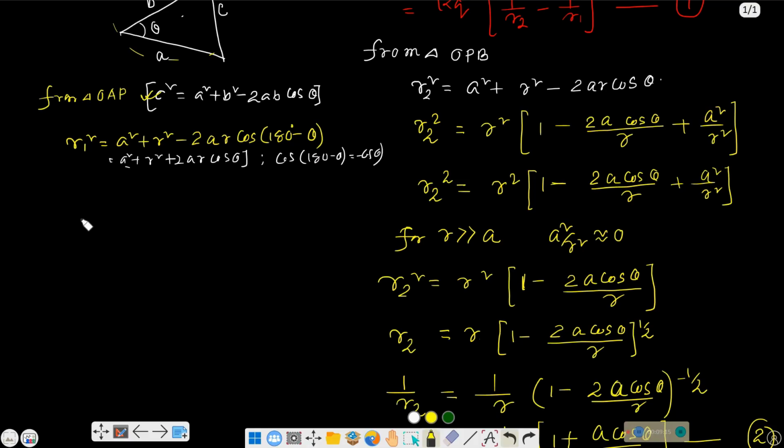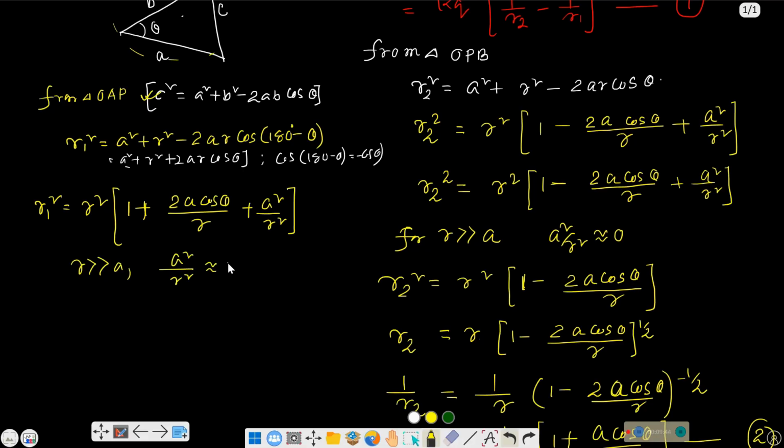Okay, so here r1 square is equal to, if you take r square common, 1 plus twice a cos theta by r plus a square by r square. Similarly, for r very much greater than a, this a square by r square term is negligible and it will turn out to be 0. So r1 square is equal to r square into 1 plus twice a cos theta by r.